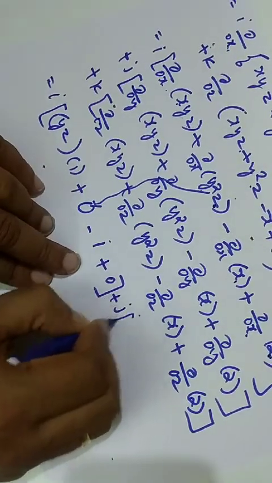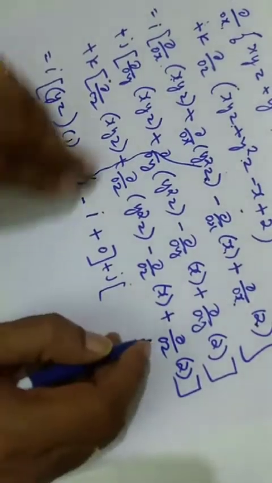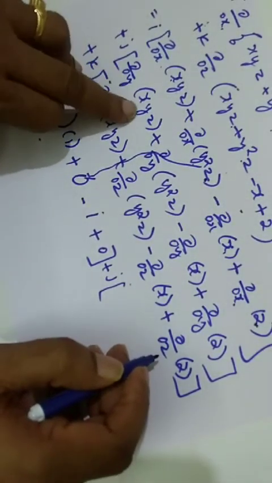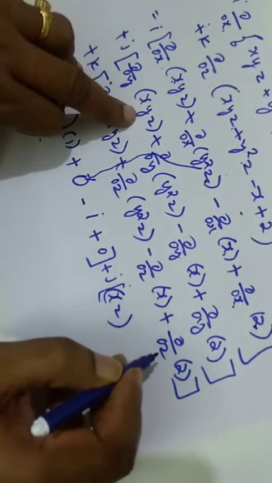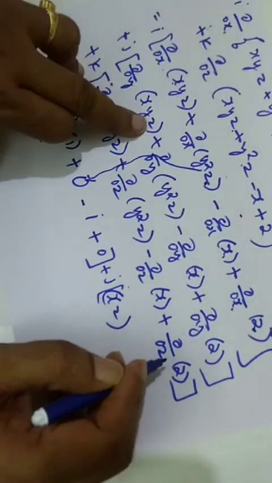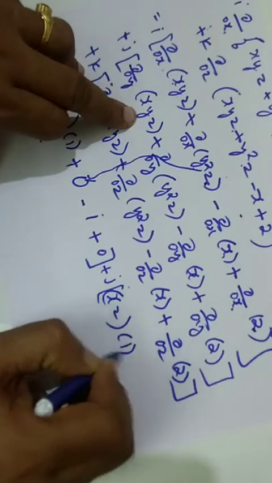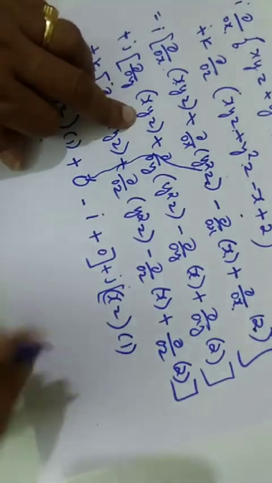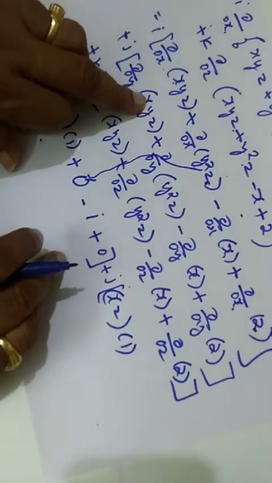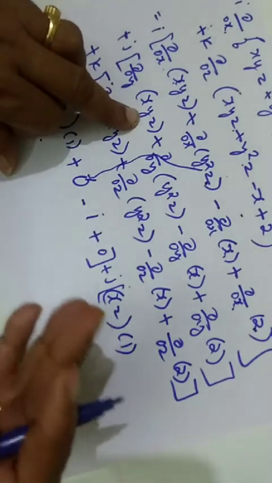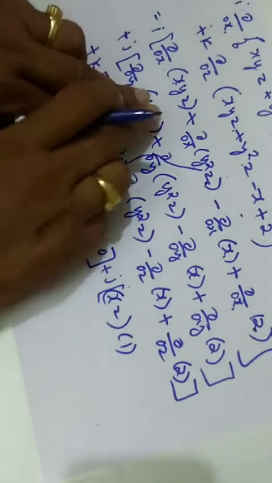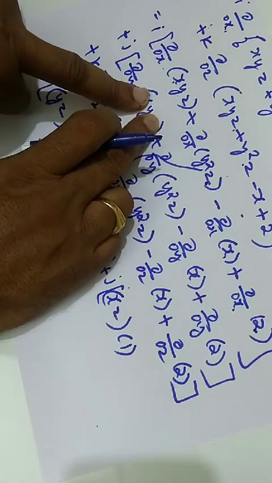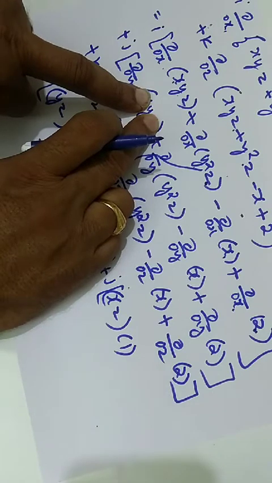Now coming to the second one, j into dou by dou y. With respect to y, x and z are constant, take them outside. What is remaining? y. Differentiation of y is 1. Take xz outside, remaining is y, and you are differentiating y. When you are differentiating y, you treat that y as x in your mind and differentiate.